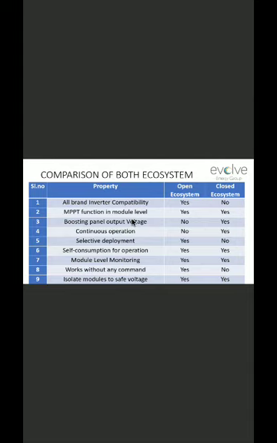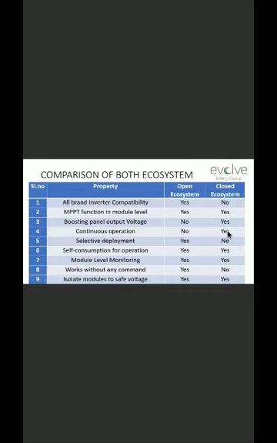Okay, then the problem will be huge. You can't claim the warranty for the inverters also. So in an open system, that's why Tigo is not boosting any panel output voltages. The voltage it is getting will be passed effectively to the next group. It's not boosting any output voltages.